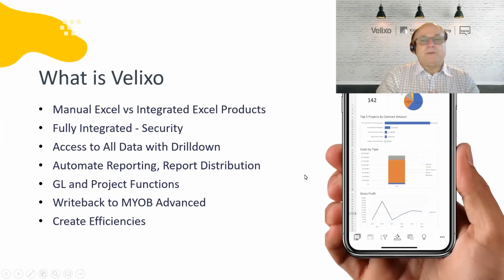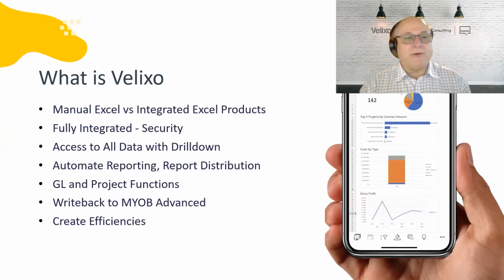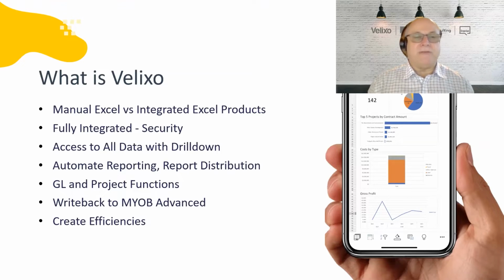First of all, what is Velixo? There's an image there. It's a desktop-based tool that you can receive on your phone as well. It can be used all over. But it's important to distinguish between what manual Excel is and integrated Excel products. Manual Excel, you open your Excel, you cut and paste information, and you do things. Everybody does that, and it occurs in every organization.